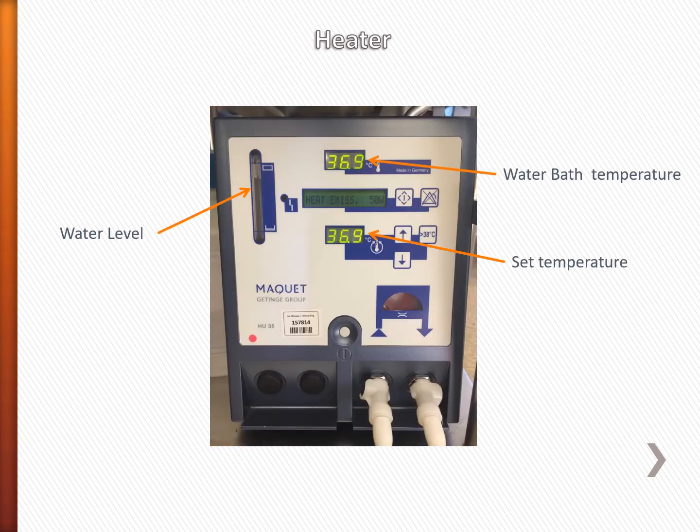This is the heater. This is how we heat the patient's blood. If we didn't have the ability to heat the patient's blood, they would get very cold because they have a significant amount of blood outside of their body that's going to cool down to room temperature.